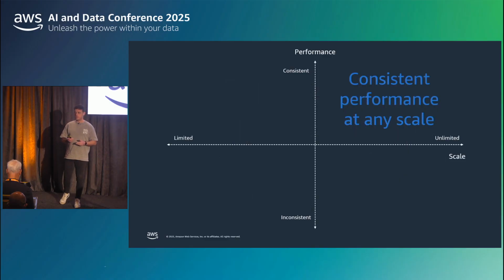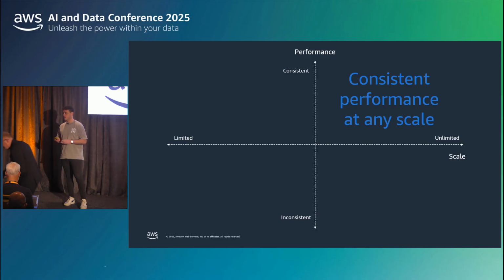Another way that I want to share with you is to think of it as two axes, where you have scale on one axis and performance on the other. You want to be in the top right quadrant. You want to be predictably performant at scale.